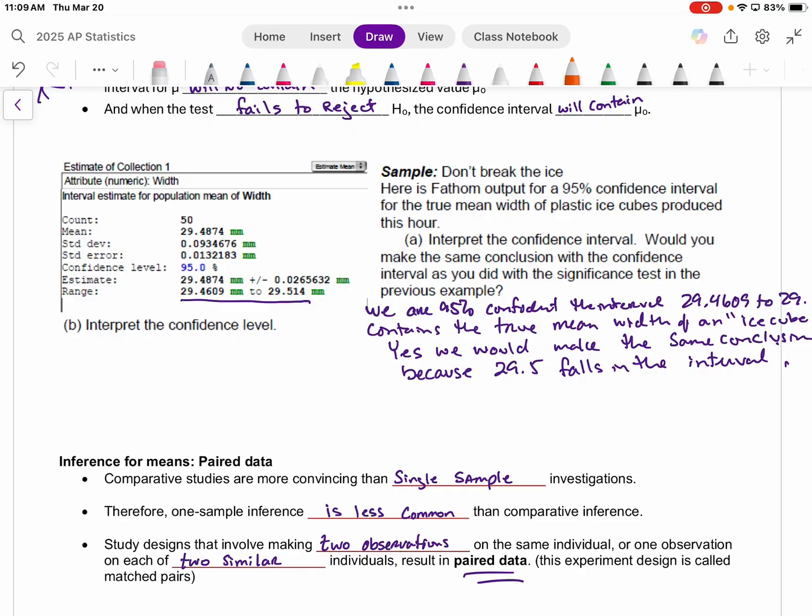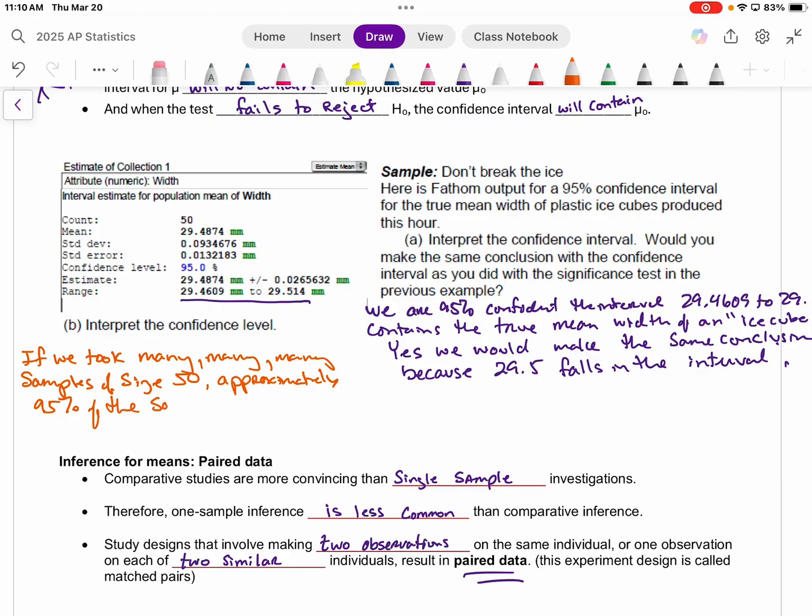Part B, they asked us to interpret the confidence level. If we took many samples of size 50, approximately 95% of these samples would capture the true mean width of an ice cube.